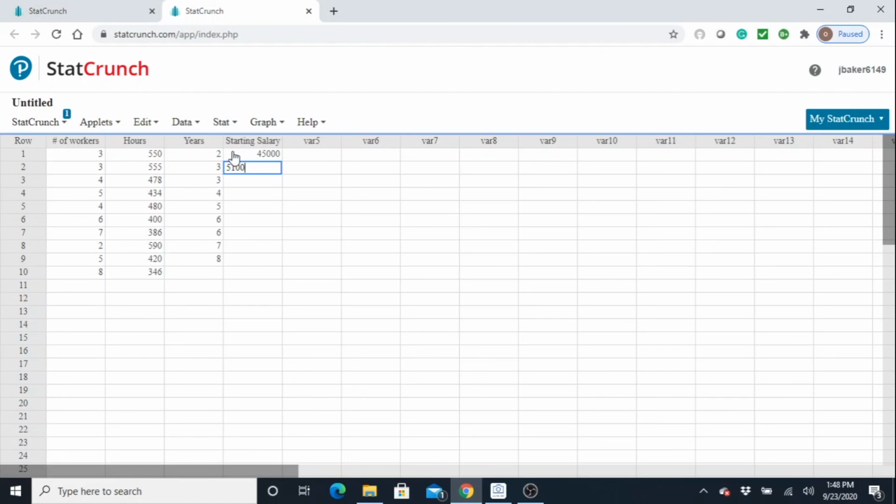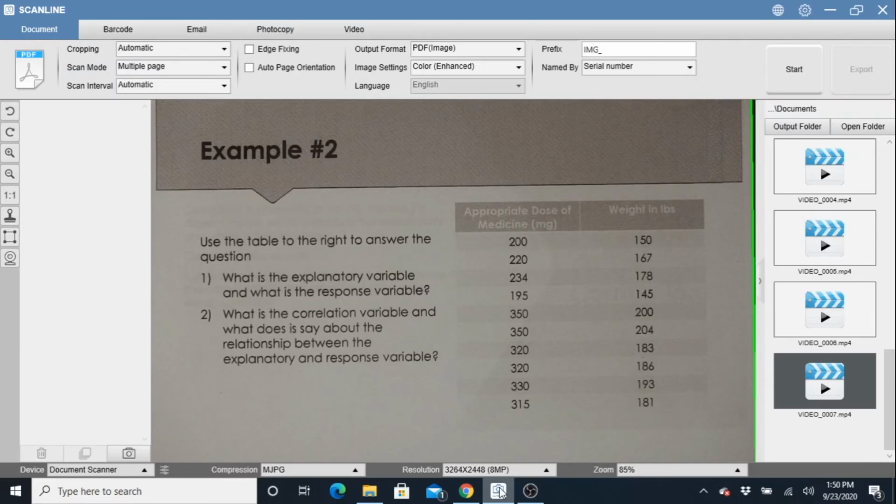Okay. Use the table to the right to answer the question again. So we got appropriate dose of medicine and weight in pounds. Now, this one specifically, because most people will be like, oh, this one on the left is always the explanatory, and this one on the right is always the response. Not always, because in this case, the appropriate dose depends on the weight. So you have to be careful. Explanatory and response, it's actually reversed in this case because appropriate dose is going to depend on the weight.